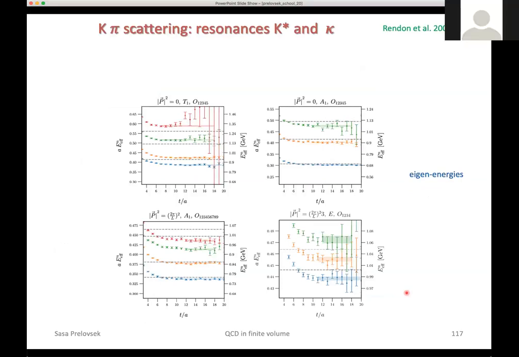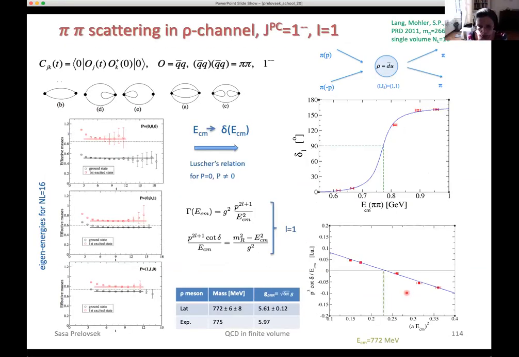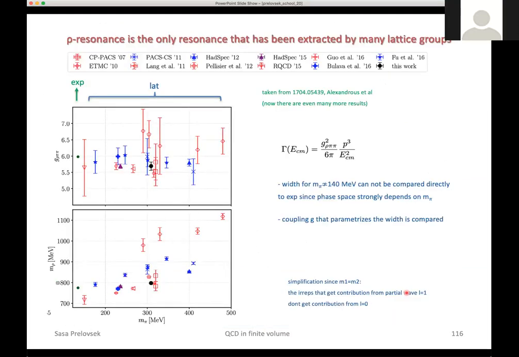Yes, maybe we could go to the slide before this one. Which one? This. 14? The slide before the last one. Can you tell me the slide number, please? Yeah, this one. Okay. If I understand correctly, then it's not reasonable to compare different rho masses for different pion masses, but it's reasonable to compare all these results for the coupling.